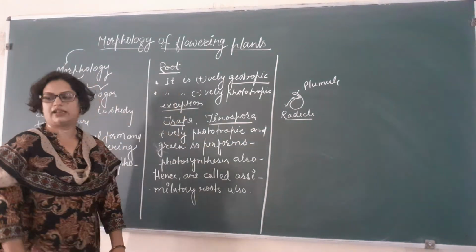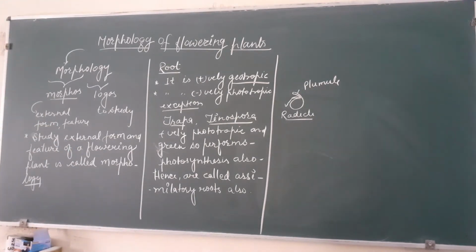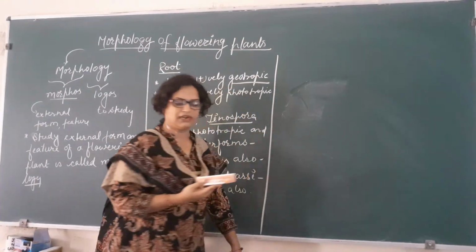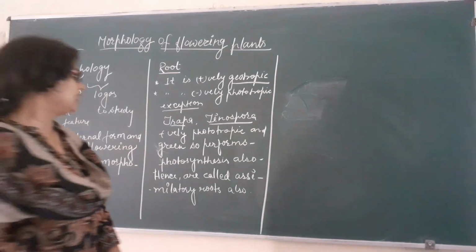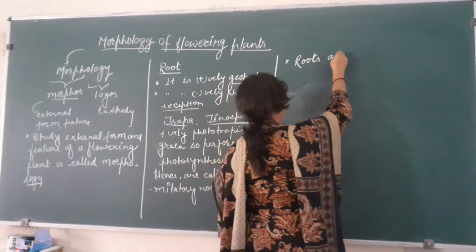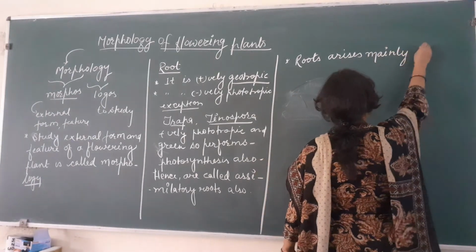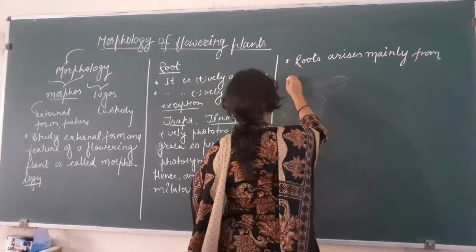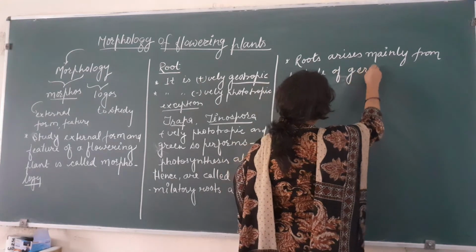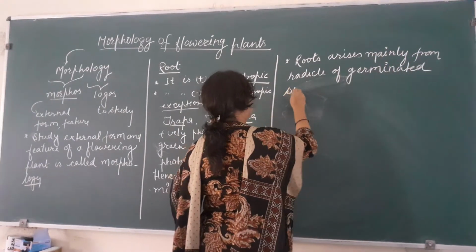Generally roots arise in plants this way. Sometimes roots arise from other parts of the plant also, but in most conditions roots arise mainly from the radicle of germinated seeds.